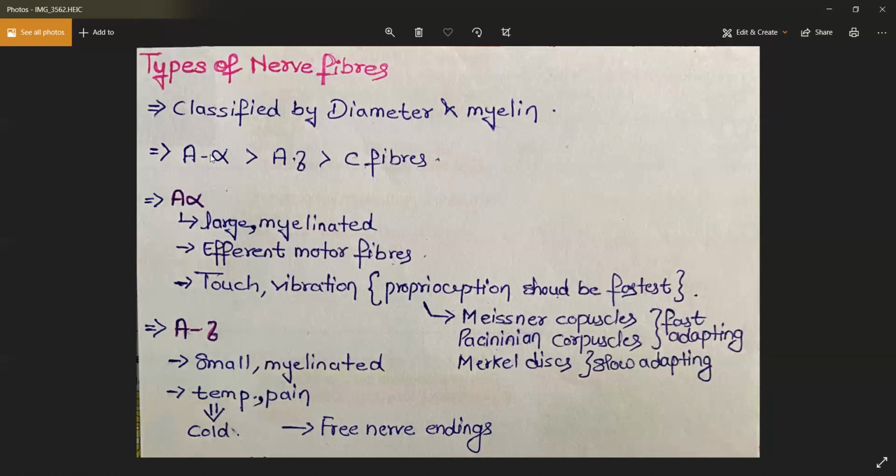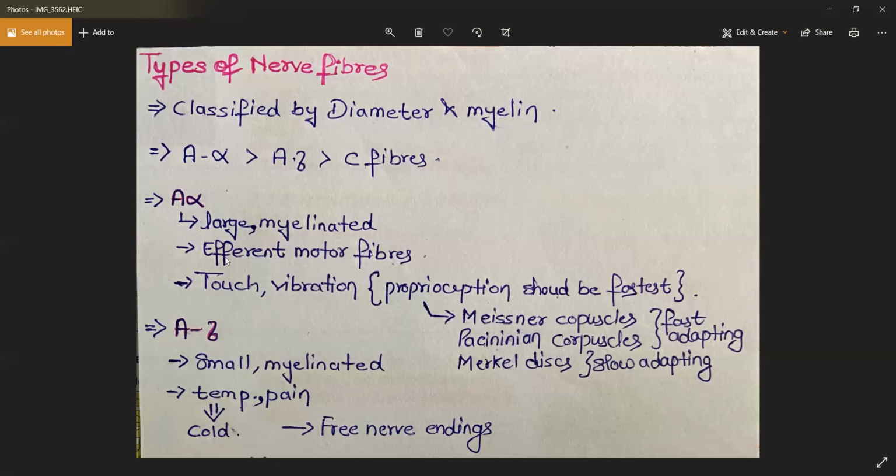So A alpha: large diameter, large myelin. A delta: less diameter but myelinated. C fibers: less diameter, less myelin or no myelin. Because they are myelinated and they are large, the speed of the nerve conduction is very high in the A alpha fibers.